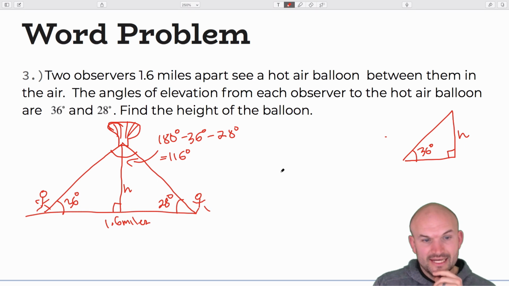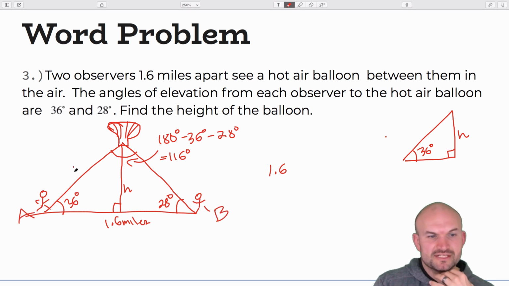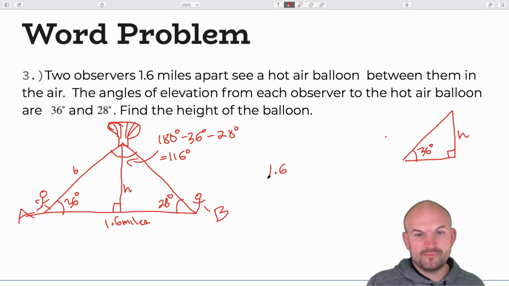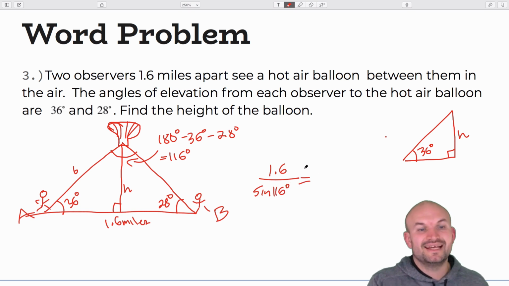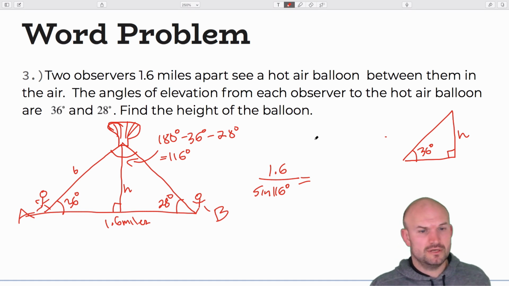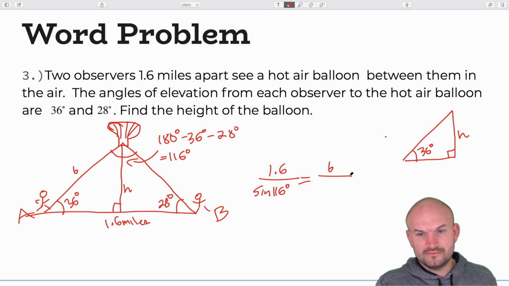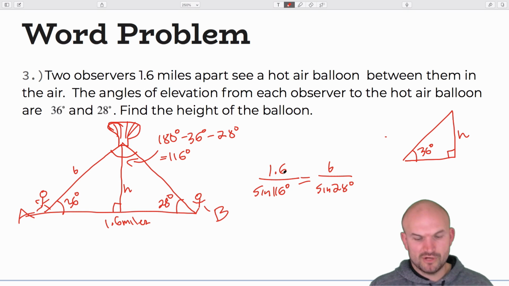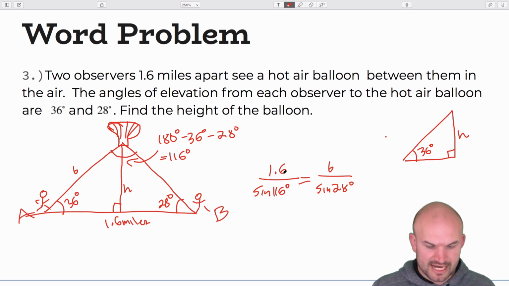So what I'm going to do is I'm going to say, all right, 1.6, let's call this one A, and let's call this one B. That means this is going to be little b, right? So I can say 1.6 over the sine of 116 degrees is going to be equal to B over the sine of 28 degrees. Okay. So now you're just going to multiply, 1.6 times the sine of 28 and then divide that by the sine of 116.